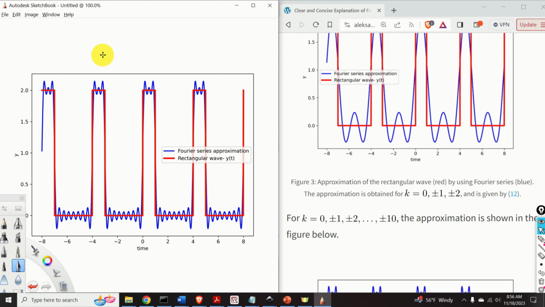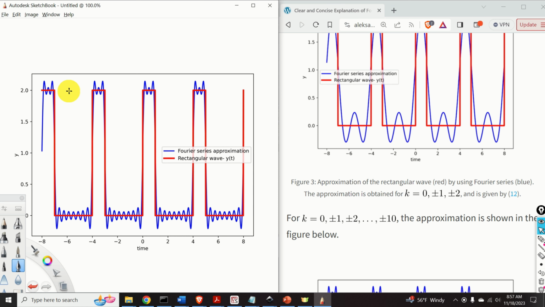Now, let's see what will happen when we increase the number of harmonics. Over here, we can observe the Fourier series approximation obtained for the first 10 harmonics. We can see that the approximation is much better. However, we can observe this undershoot and this overshoot. This is the so-called Gibbs phenomenon. And in my future video tutorials, I will explain this phenomenon in more detail, and I will explain how to deal with this phenomenon.